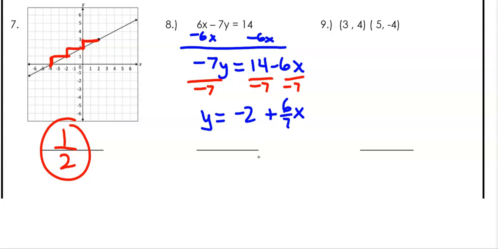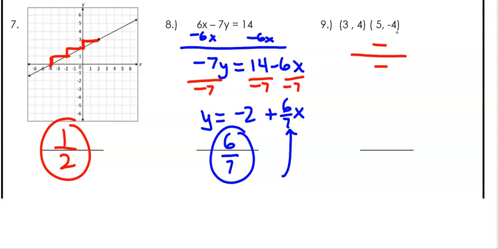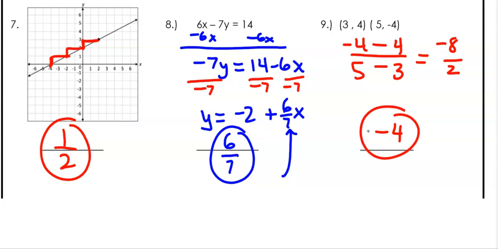Now it's asking me to find the rate of change. That's this number here. Last one, I'm going to use my y2 minus y1 divided by x2 minus x1 formula, giving me negative 8 over positive 2, which reduces to negative 4.